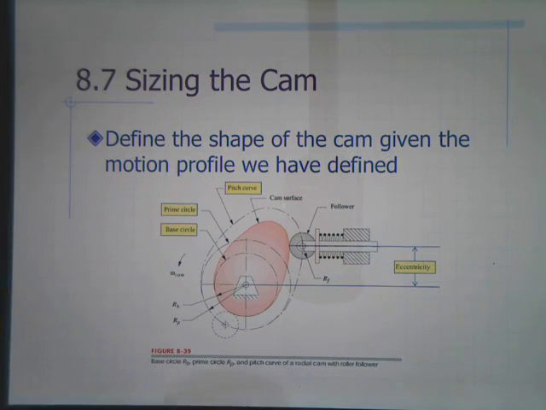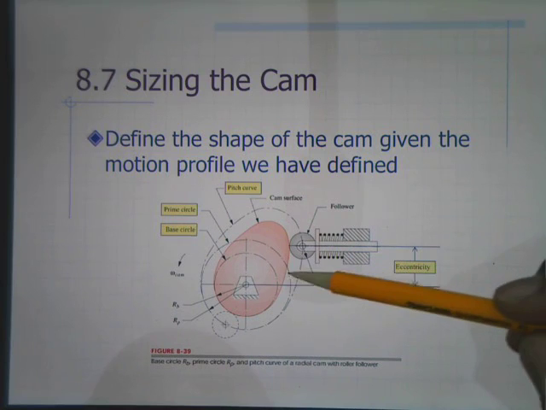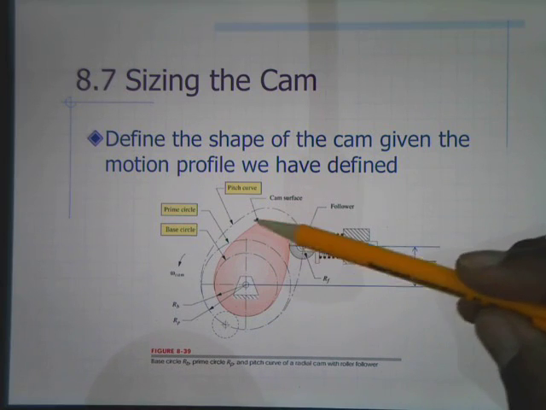Section 8.7, sizing the cam. Sizing the cam means that we're going to define the shape of the cam given the motion profile that we have defined. The motion profile that we have defined are the S, V, A, and J curves of the previous sections. And now we're going to determine what the shape of this cam is.